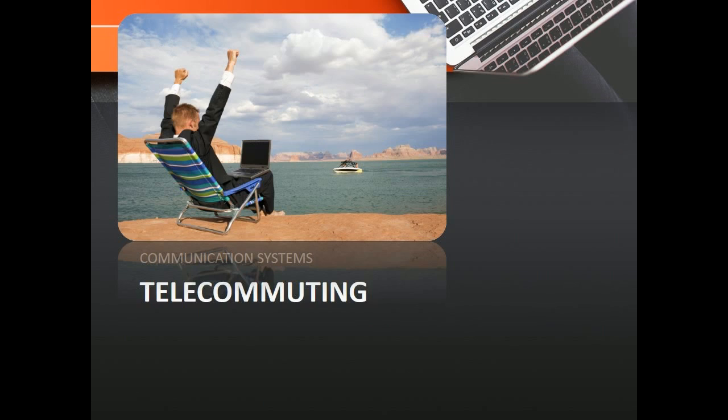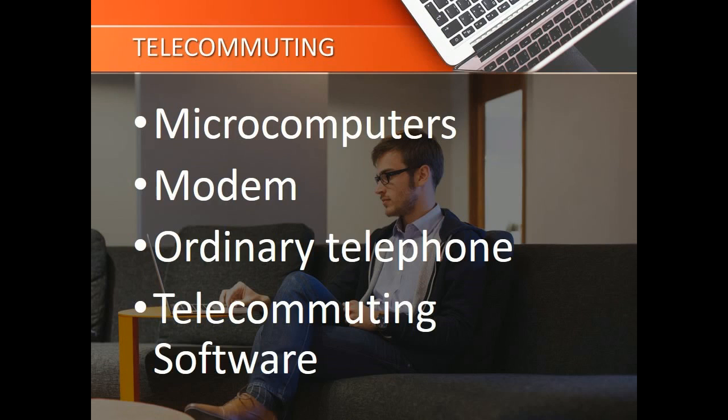Telecommuting allows office workers to work away from their office. This is usually supported by using office automation systems that allow electronic collaboration or meetings. It is made possible through the use of microcomputers, modem, an ordinary telephone, and software that allows receiving and sending of work.